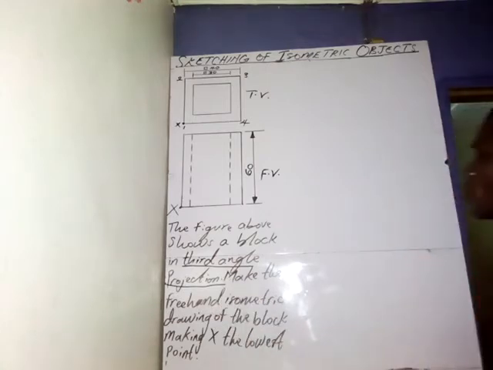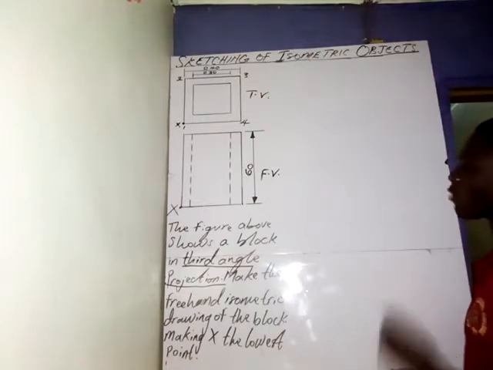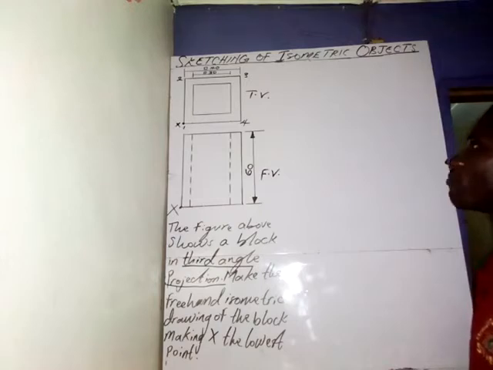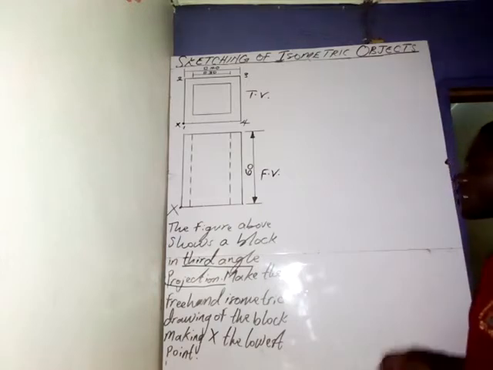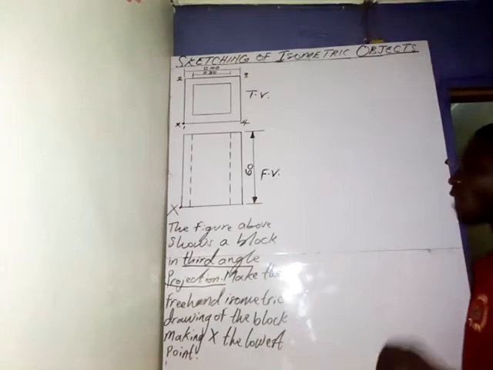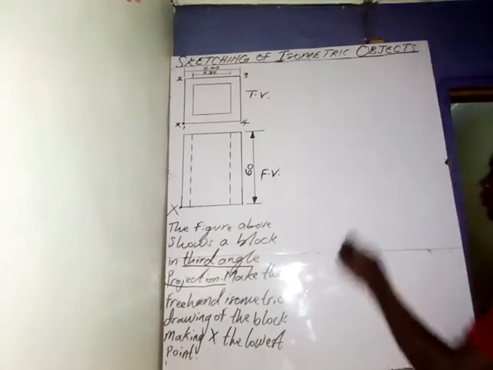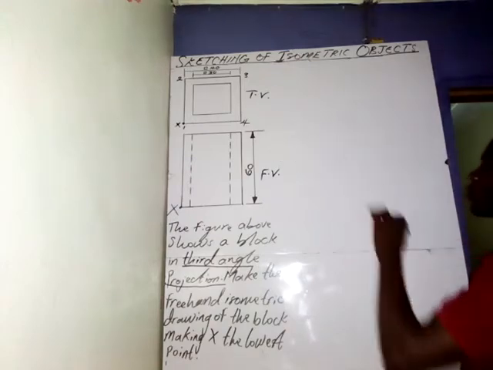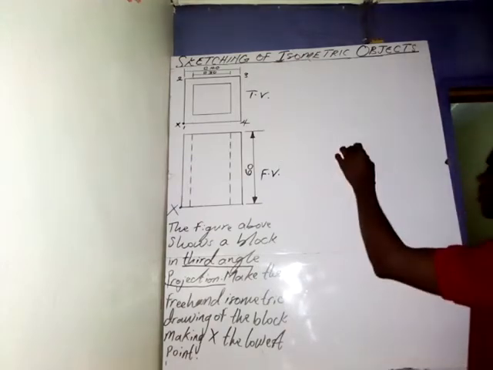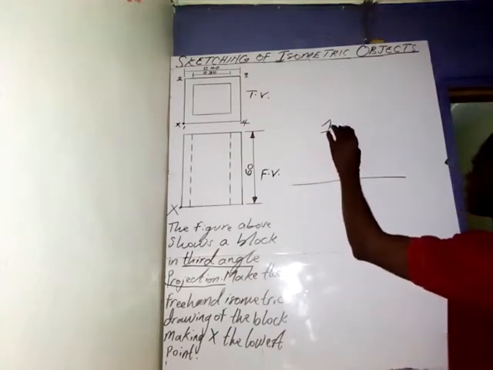I believe you have been taught orthographic projection. We have two types of orthographic projection: first angle projection and third angle projection. So what is the difference between them? I'm going to show you here before we solve this problem. For the first angle projection, so here we have first angle.